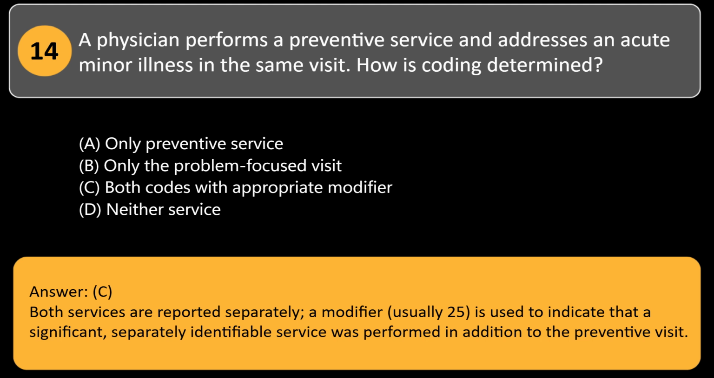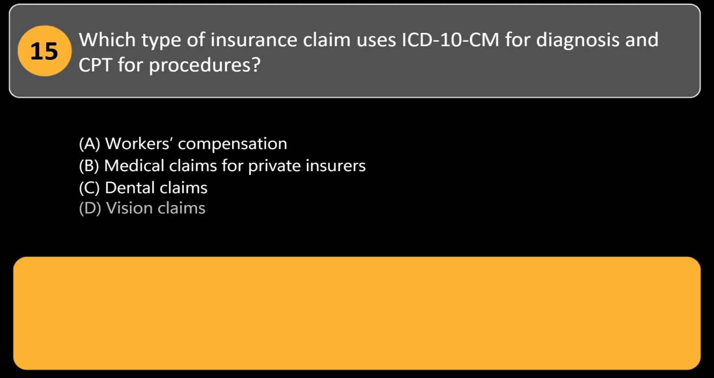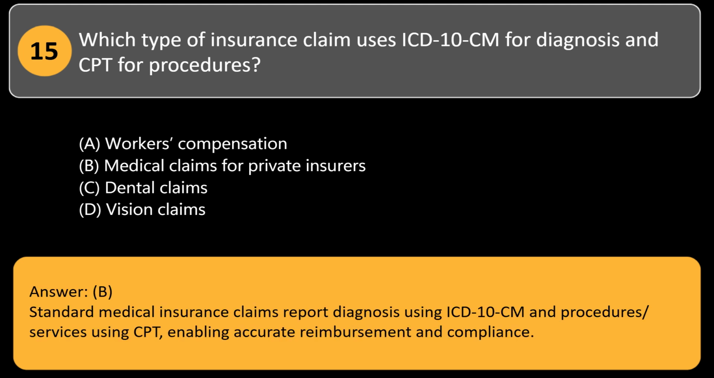Which type of insurance claim uses ICD-10-CM for diagnosis and CPT for procedures? A. Workers' compensation. B. Medical claims for private insurers. C. Dental claims. D. Vision claims. Answer: B. Standard medical insurance claims report diagnosis using ICD-10-CM and procedures/services using CPT, enabling accurate reimbursement and compliance.